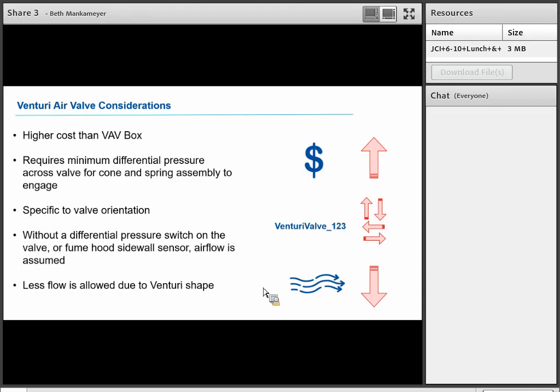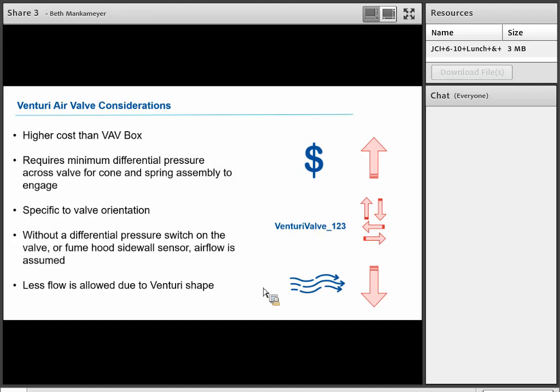Are you installing this vertically up or vertically down? Your part number is most likely going to have something to show where it's being installed. The other consideration is without a differential pressure switch, which is an option that you can add, and I do encourage people to specify differential pressure switches on these.